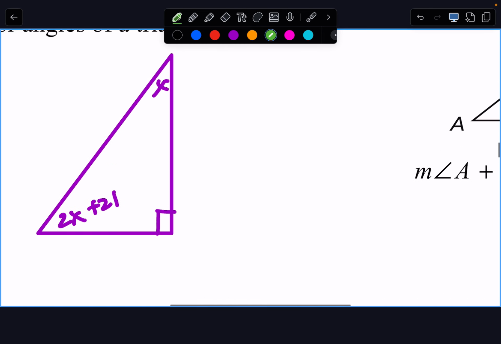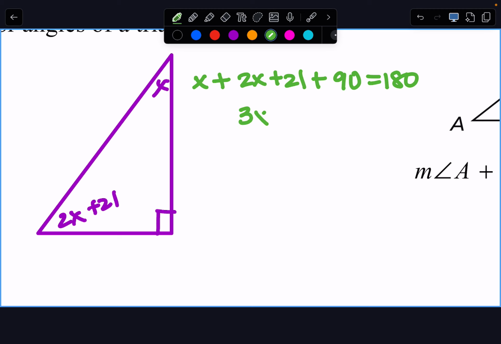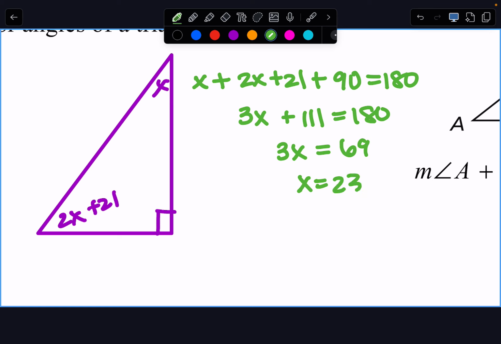Okay, let's look at the purple triangle. We know that our three angles, x, 2x plus 21, and 90 equal 180. So 3x plus 111 equals 180, which means 3x equals 69. So x equals 23.